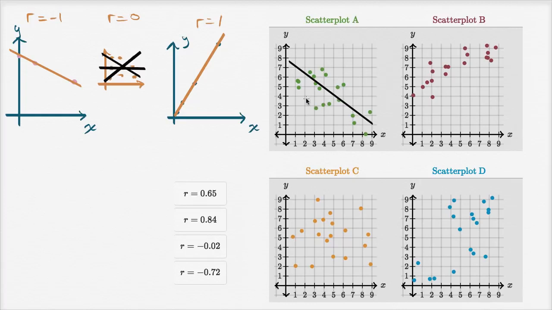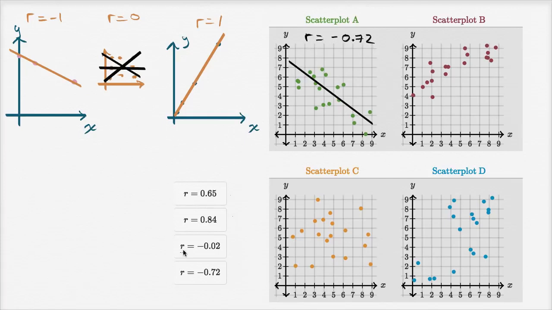So it looks like R is going to be less than 0, and a reasonable bit less than 0. It's going to approach this thing here. And if we look at our choices, it wouldn't be R equals 0.65. These are positive, so I wouldn't use that one or that one. And this one is almost no correlation. R equals negative 0.02 is pretty close to 0. So I feel good with R is equal to negative 0.72.